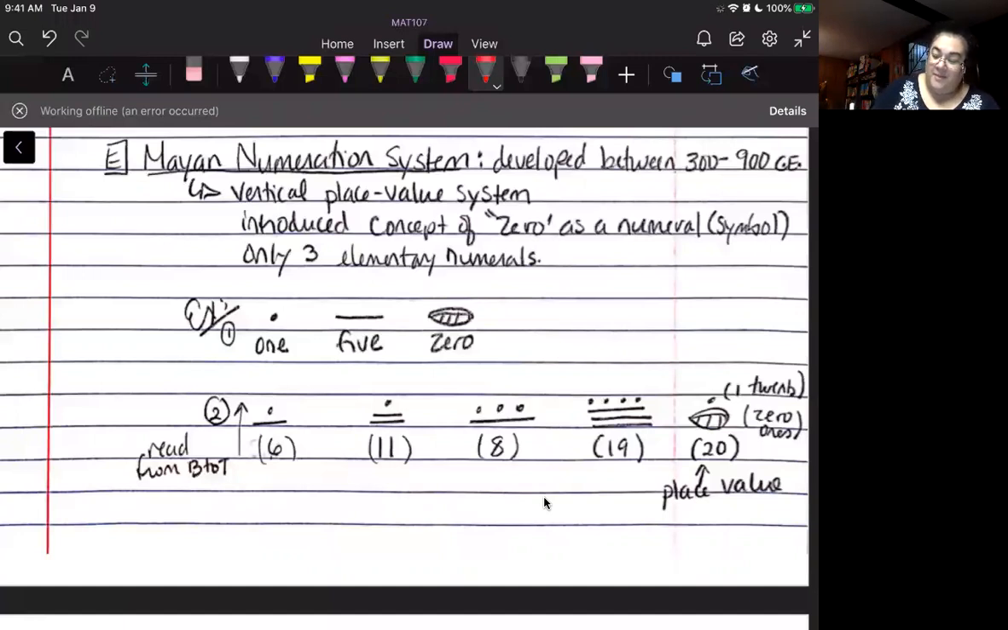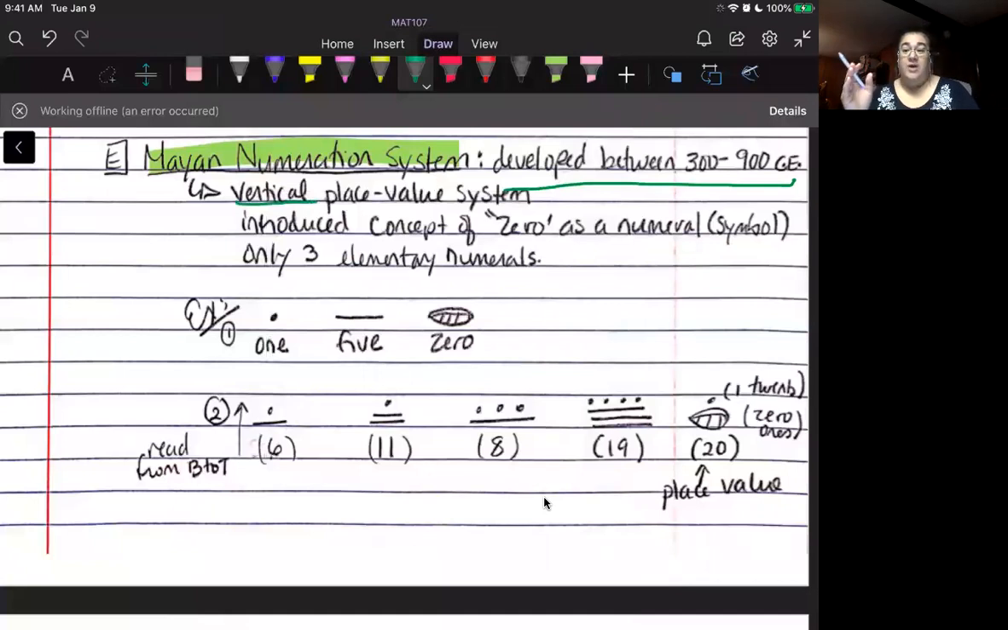Okay? So the Mayan numerical system was developed between 300 and 900 CE. So it was a little bit contemporaneous with, or immediately after, the time when the Roman numeral system was no longer in use in the Western world. This Mayan system was being developed. Now, a couple of things to notice. Their system is vertical, meaning they don't do their place values from left to right. They do it from bottom to top. So that's the first thing to remember.